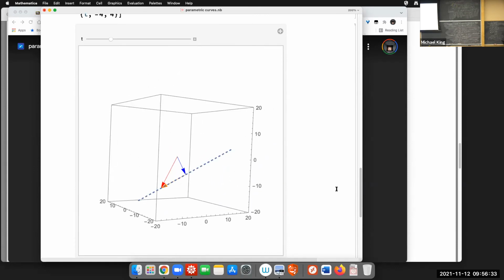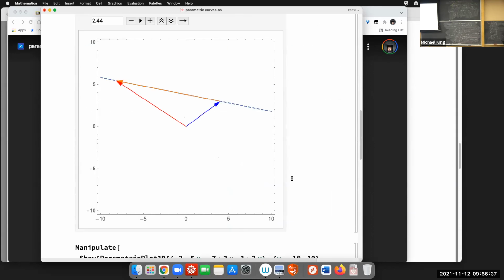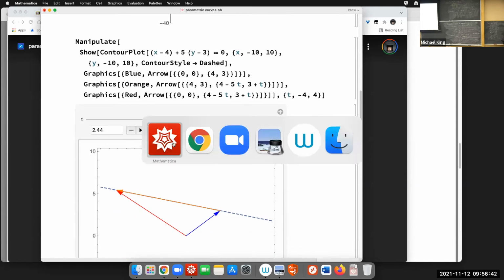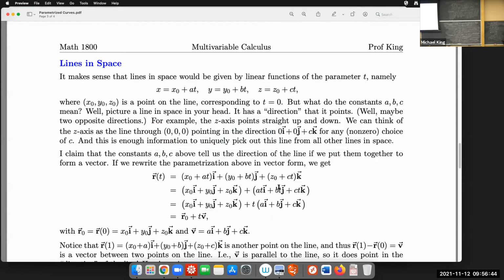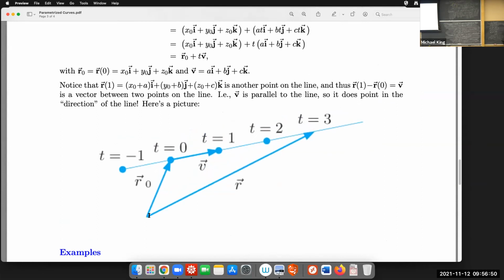So this is an idea, right? I'm going to follow the line, and we need to figure out how to write that down. So let me go back to the handout for a second. You pick your initial point, this R naught, which is going to be the initial point on the line. That'll correspond to t equals 0. And then I have a V vector, which is the direction of the line.